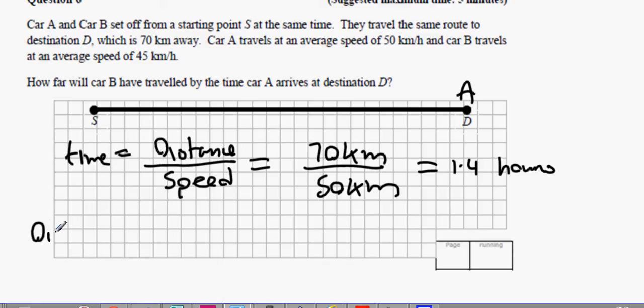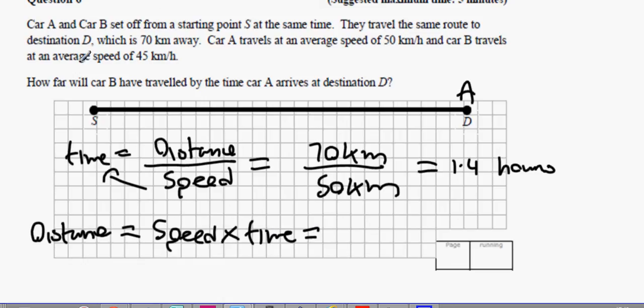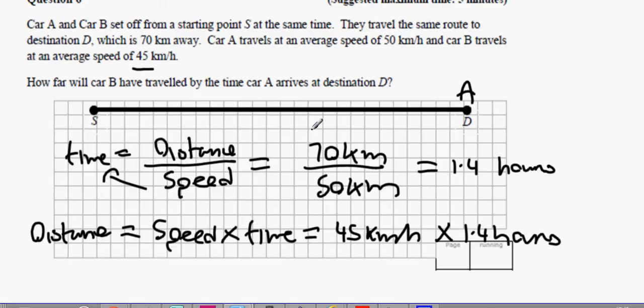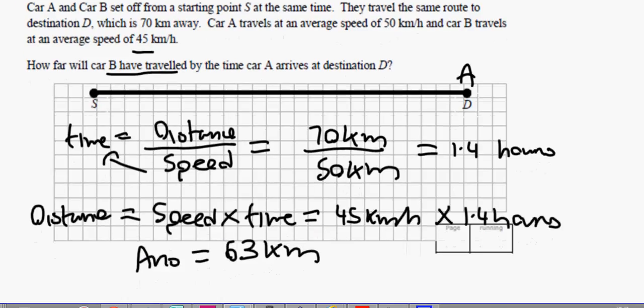Now, distance is also equal to speed multiplied by time. So it's 45 kilometers an hour multiplied by 1.4 hours. So 45 multiplied by 1.4, and what we get there is 63. So it travelled 63 kilometers in this time. So car B will have travelled 63 kilometers. Answer: 63 kilometers. Moving on.